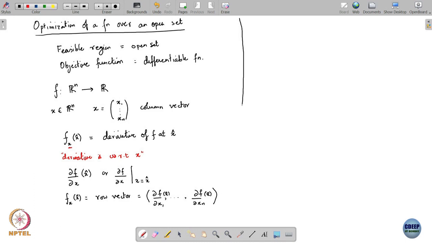There is a related quantity, which is denoted in this way, or to be more explicit about what we are differentiating with respect to, it is denoted this way, and that is simply the transpose of this derivative. This thing is called the gradient of f at x hat. Once again, the small x here simply denotes that the gradient is with respect to the variable x.